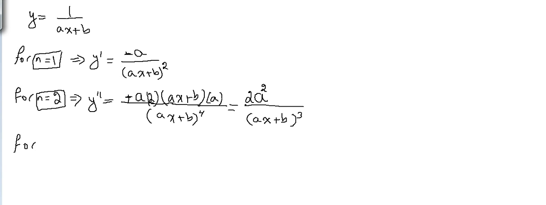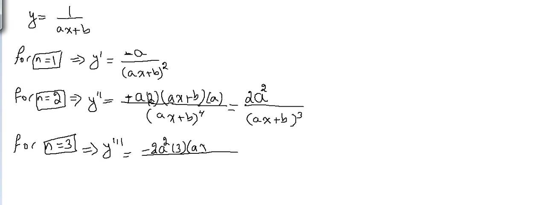For n equals 3, the third derivative. 1, 2, 3. Same, it's the derivative of the second derivative. U prime v is 0 because u prime is 0. Minus v prime u. This is u. And v prime is 3 multiplied with ax plus b to the power 2 and multiplied with also a, over ax plus b to the power 6.